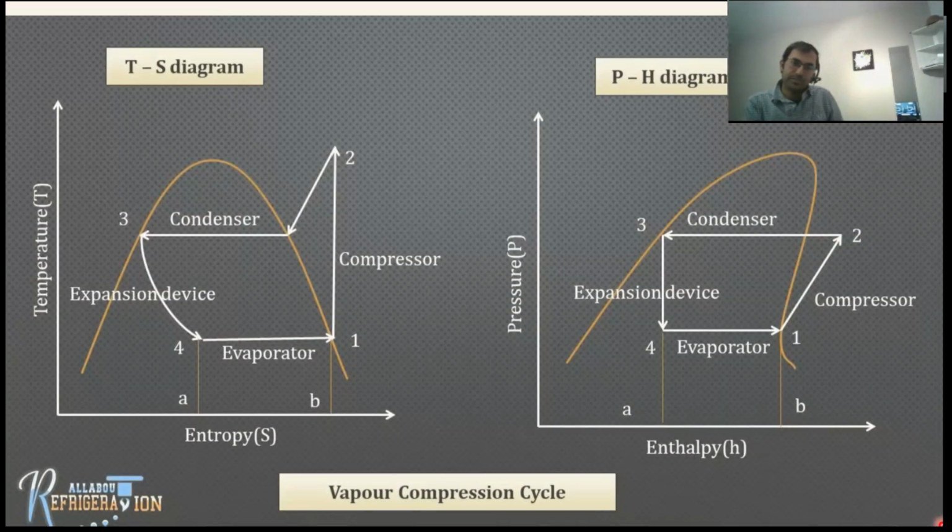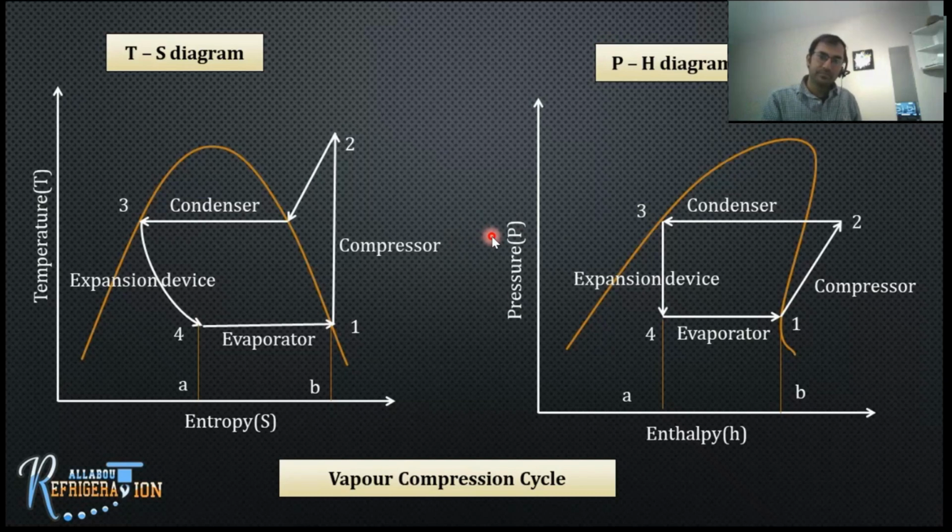Now if you want to understand it in the pH diagram, I have kept this pH diagram as well. So 4, 1, 2, 3 like this: evaporator, compressor, condenser and expansion device. This is for information only.